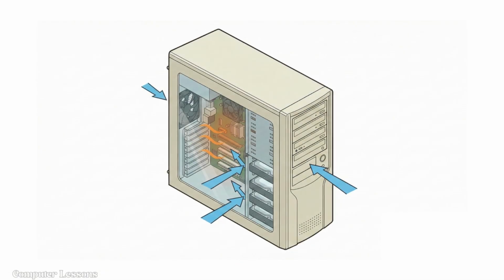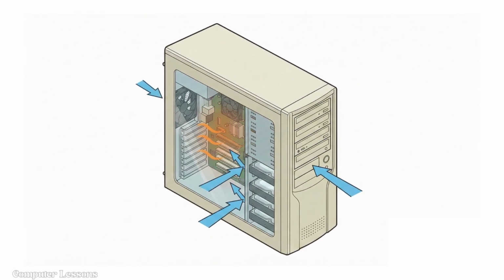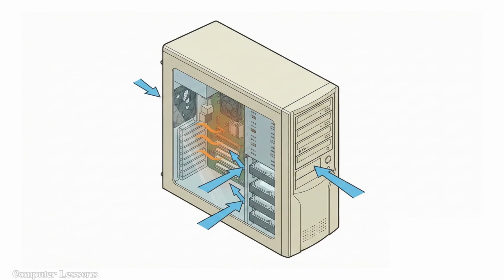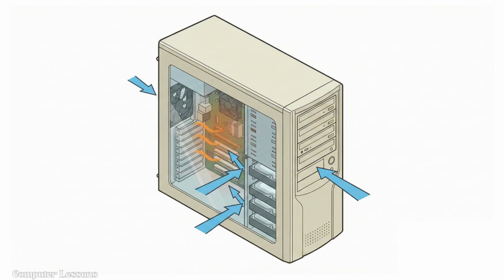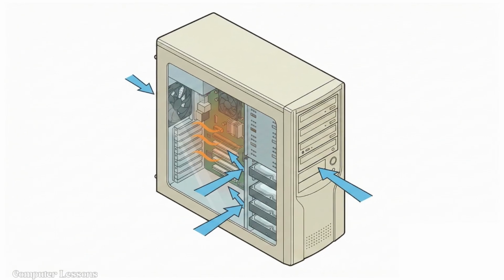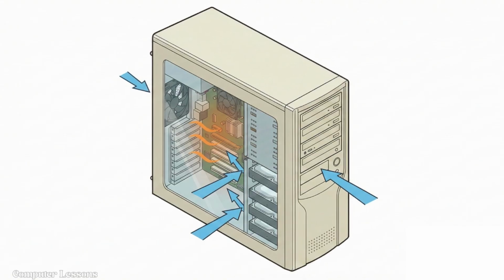We must also talk about the internal obstacles. In the early 2000s, computer cases were filled with massive drive cages for CD-ROMs and hard drives right behind the front intake fans. This blocked the air immediately, preventing it from reaching the motherboard.